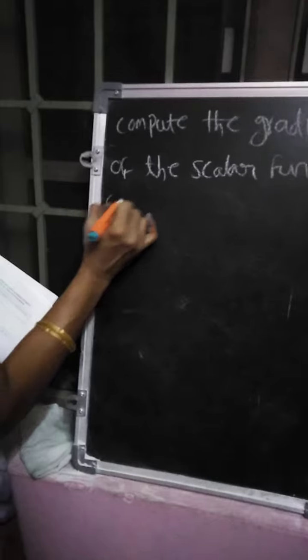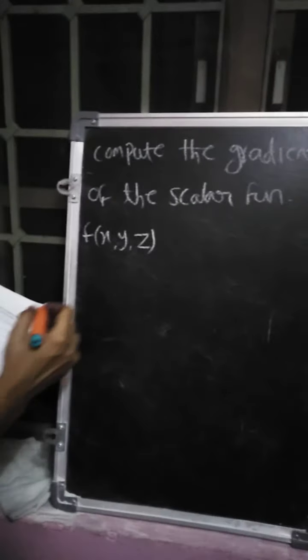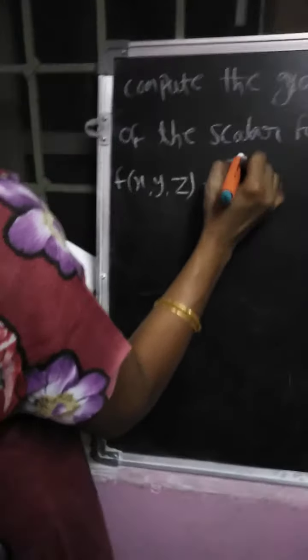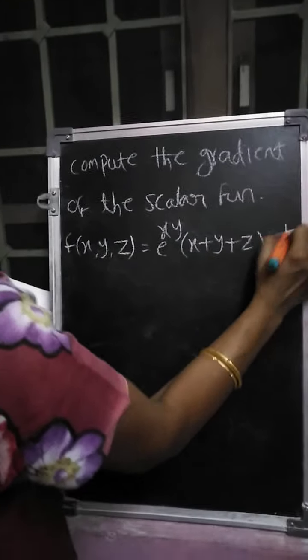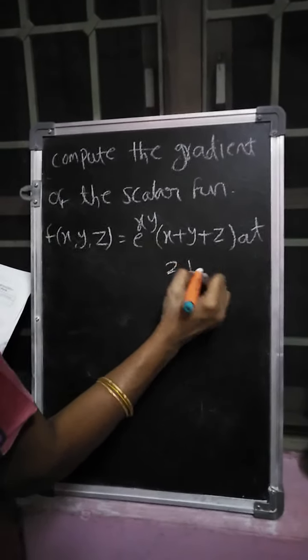Next problem. Compute the gradient of the scalar function f of x, y, z is equal to e power xy into (x plus y plus z) at (2, 1, 1).